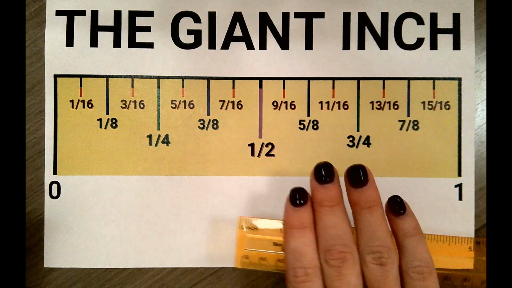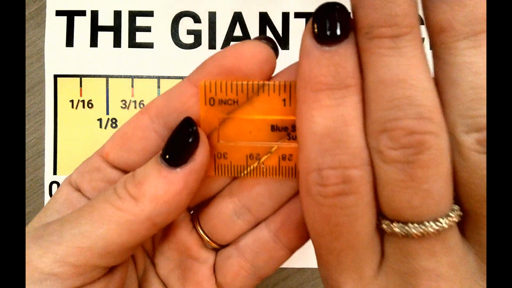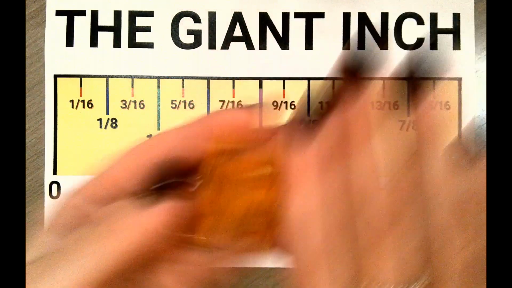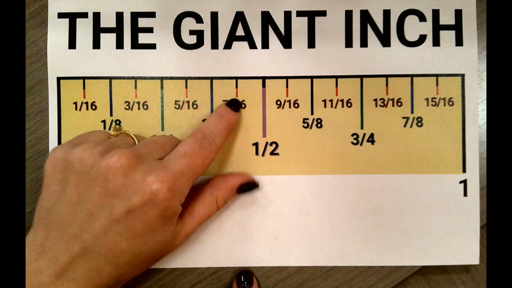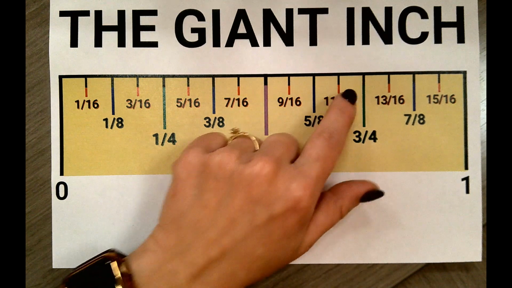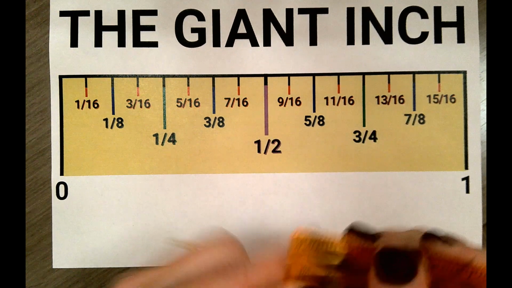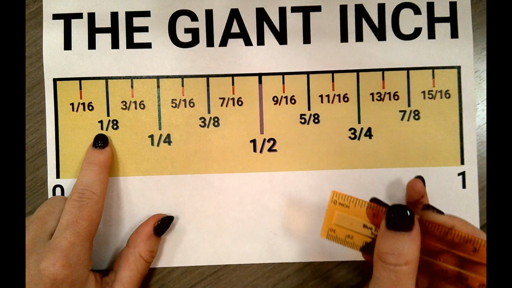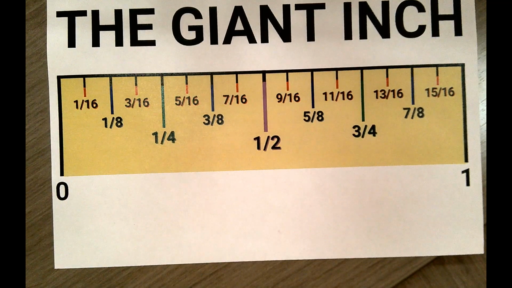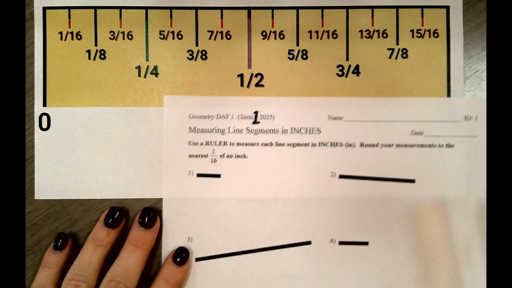It's a giant inch. So you'll notice on your ruler there's also a ton of teeny tiny little lines in between your 0 and your 1. This giant inch paper is giving you the fractions of the lines on your ruler so that you don't have to count them all out and do all the math in your head. This is kind of your cheat sheet. And so let's talk about how we use this. We'll start with number 1 here, and we'll do this one together.